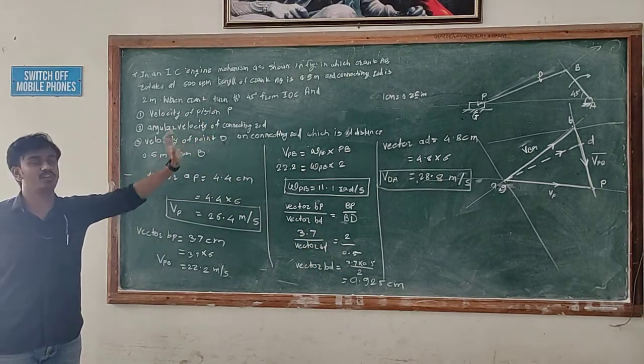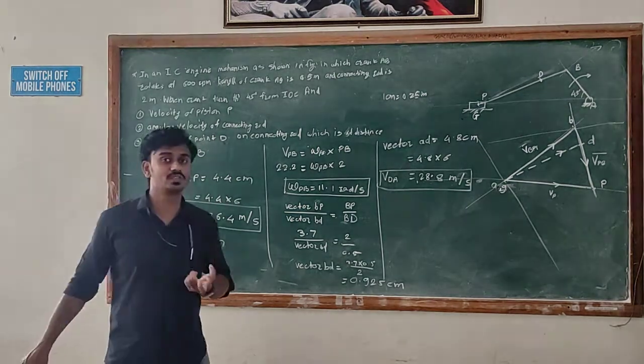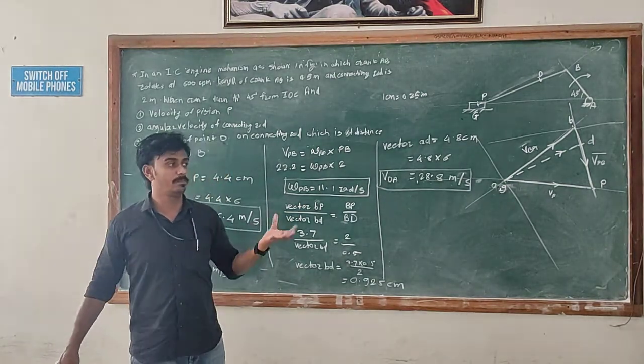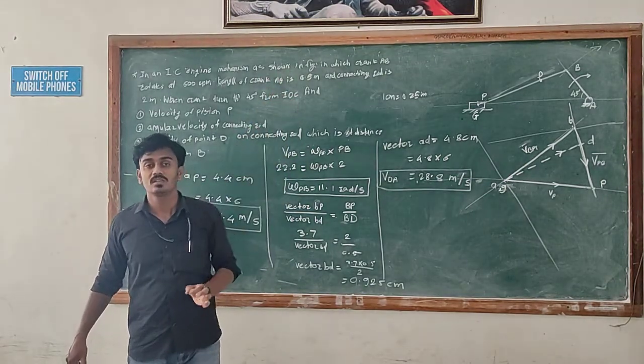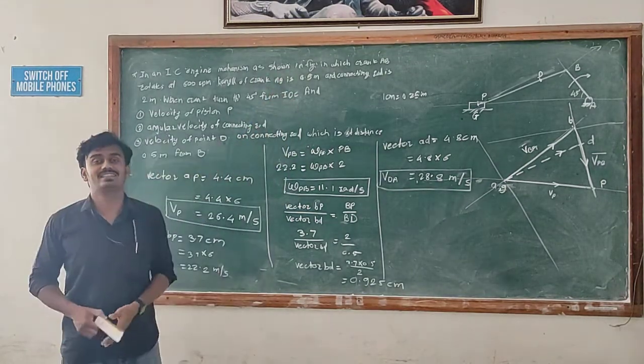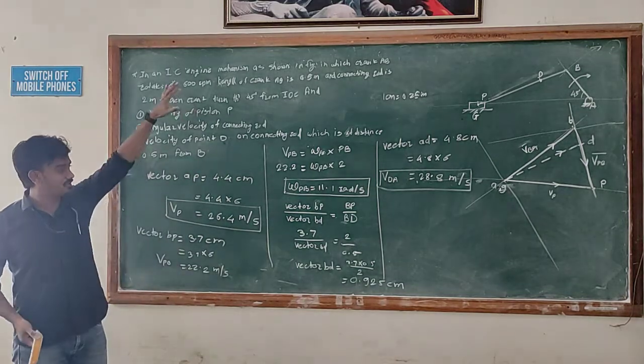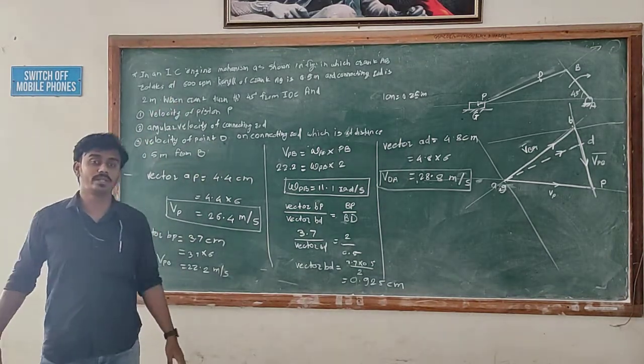Okay. So in this way we can find the velocity of the piston P, the angular velocity of the connecting rod, and the velocity of the point D by using the relative velocity method, when we consider a numerical based on a slider crank mechanism or IC engine mechanism. So this is the overall solution of our numerical.